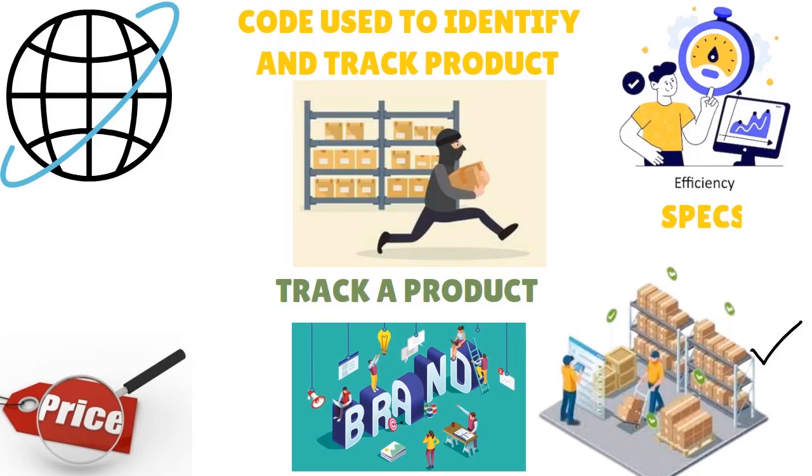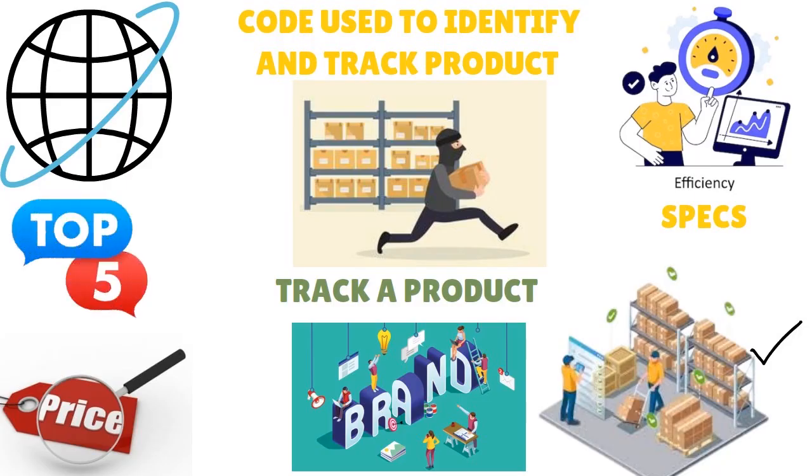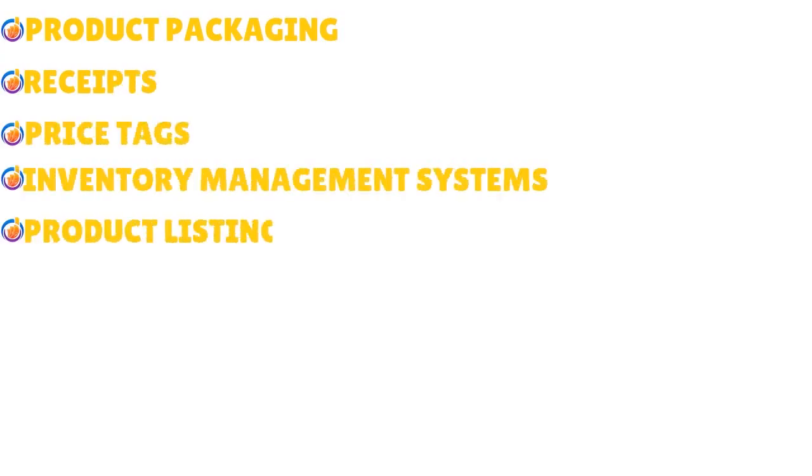Let me talk to you about the specs here. Where do you find SKU numbers? So there are a lot of places where you can find SKU numbers, but I want to give you the top 5 areas where you can find SKU numbers: product packaging, receipts, price tags, inventory management systems, and product listings. So when I speak about product packaging, manufacturers print the SKU number on product packaging. Look for a small label or a printed number.